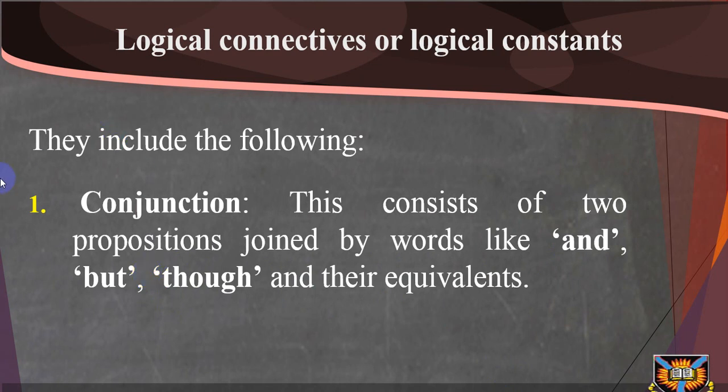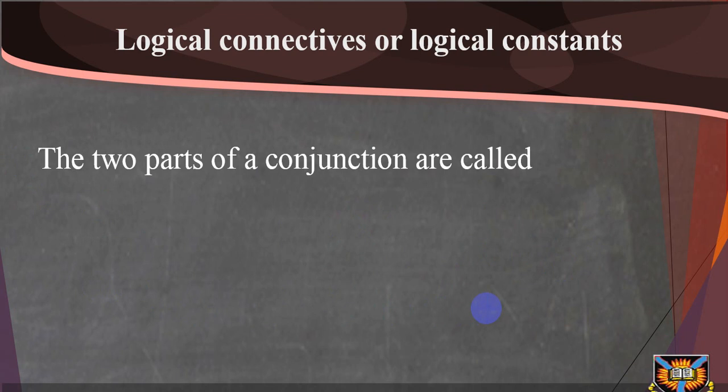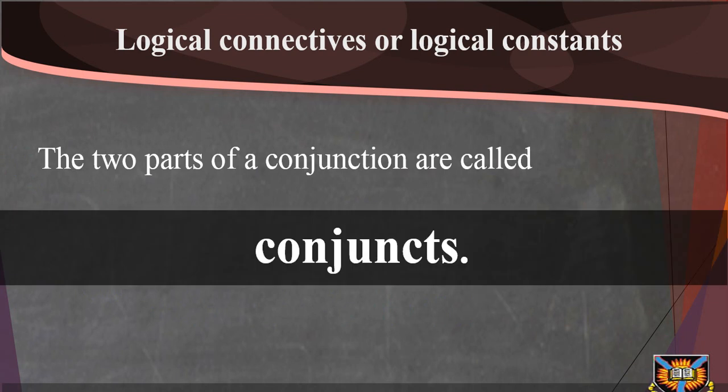Forms of connectives. Conjunction. A conjunction consists of two propositions joined by words like "and," "but," "though," and their equivalents. The two parts of a conjunction are called conjuncts. The logical symbol that represents all forms of conjunctions is the dot sign. The expression "Peter is in Lagos and John is in Kaduna" is a conjunction.